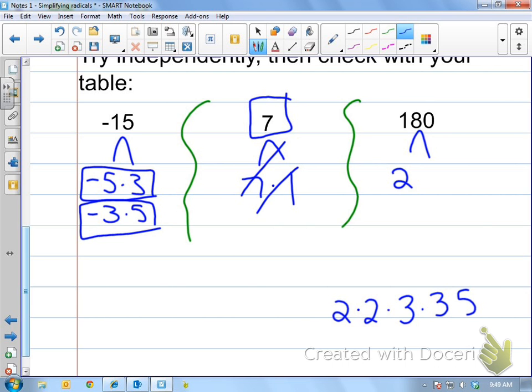Yeah. What did any table start with? 18 and 10. Did anyone start with a different set of numbers? 90 times 2. Anyone start with something different? I saw some other people. There's a couple more ways. What else could we have started with?